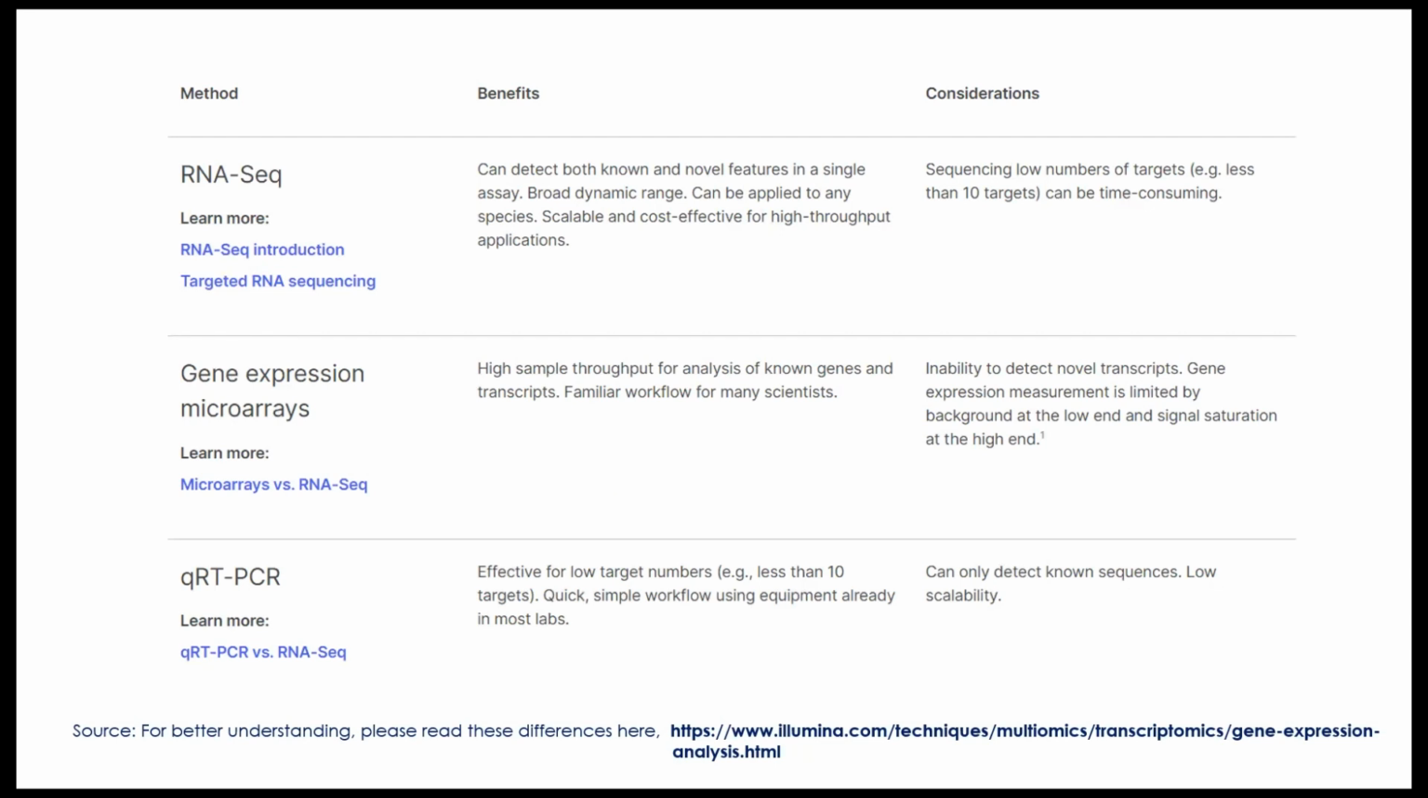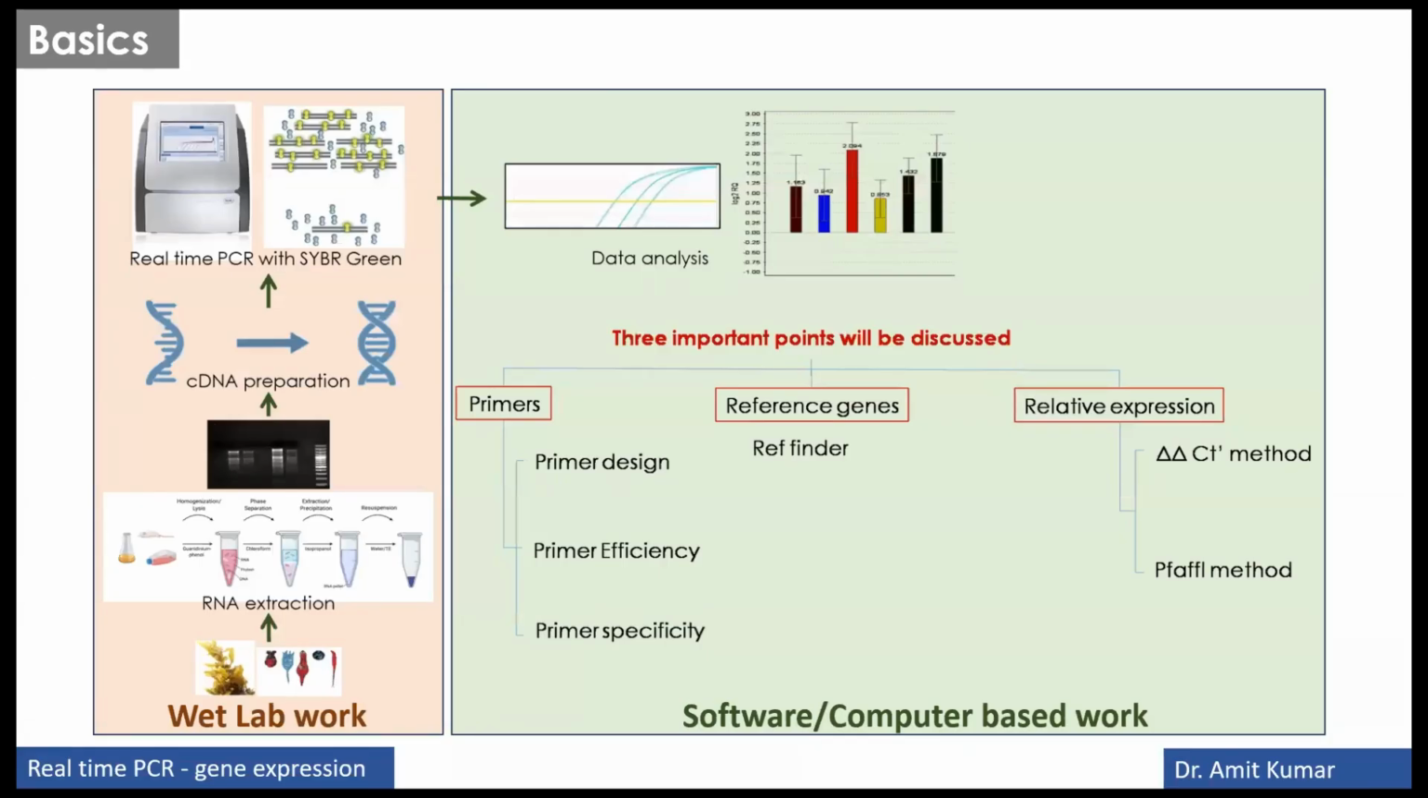So as I said, there are several methods, and each has its pros and its cons. You can go into more detail if you are interested in understanding the different technologies or methods used for gene expression studies. I have given you the reference for the Illumina techniques, right? If you are interested, go for a better understanding of the pros and cons of different methods, what I mean is, in what circumstances you choose which method of gene expression for your studies, right?